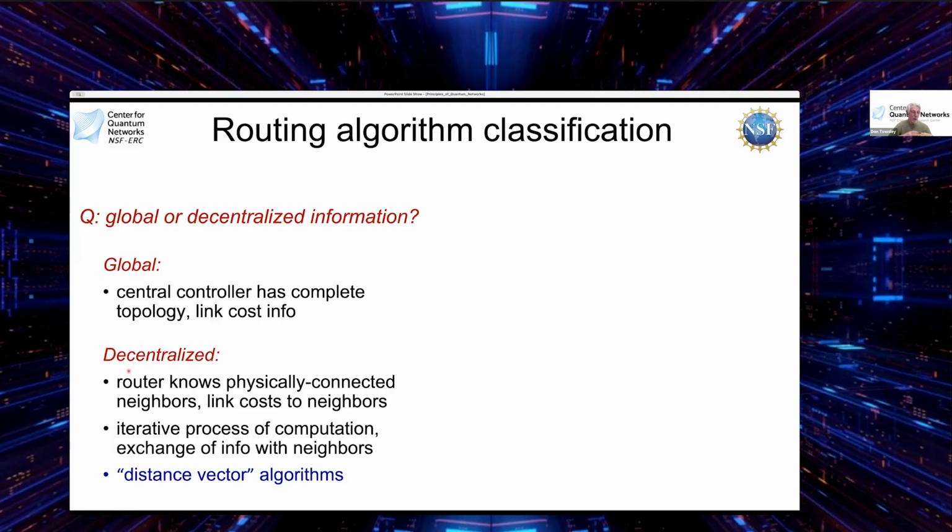Decentralized, the routers might know their physically connected neighbors and what the link costs are to those neighbors. And then all the routers would perform an iterative computation where after each iteration, they would exchange information with their neighbors that would then feed into the next iteration. And this is exemplified by what are called distance vector algorithms.